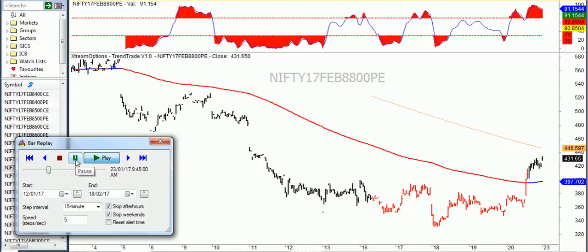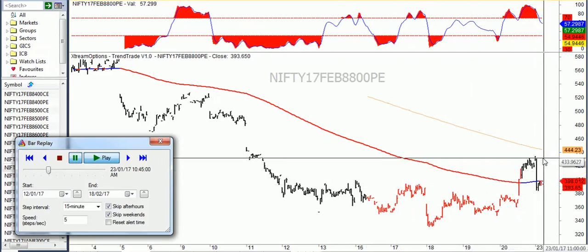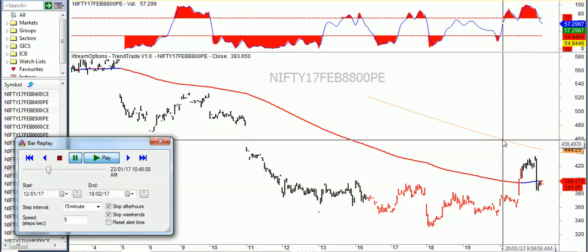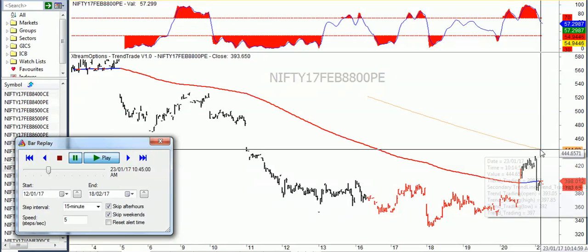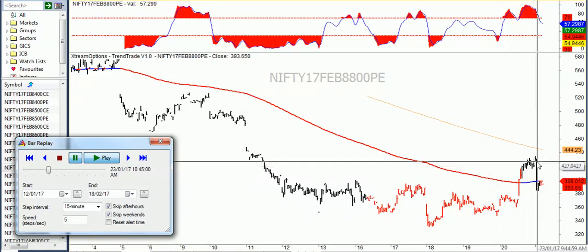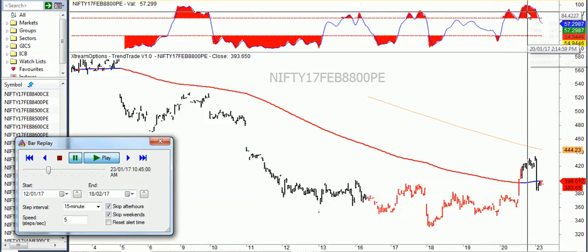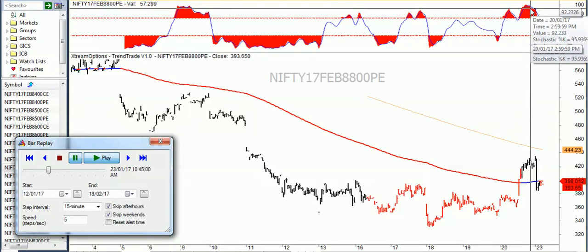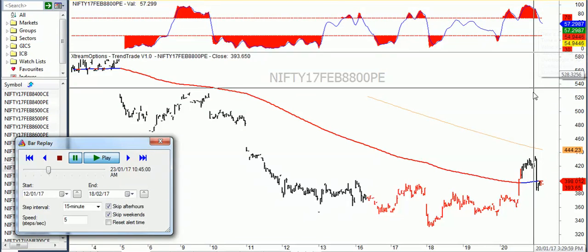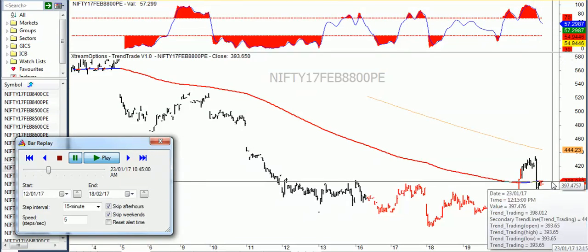Here the price goes higher, but just have a look at this. It tests this particular secondary trend line. Nothing happens and it comes down. And what happens to the oscillator? It goes into the overbought region and leaves the overbought region. This is the point when we enter our next part of our position.